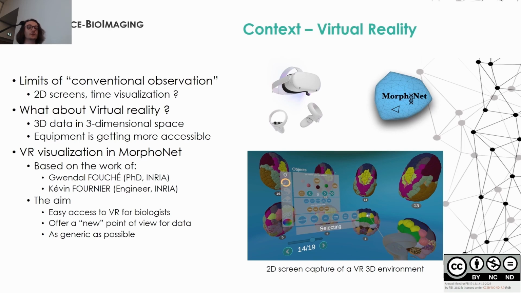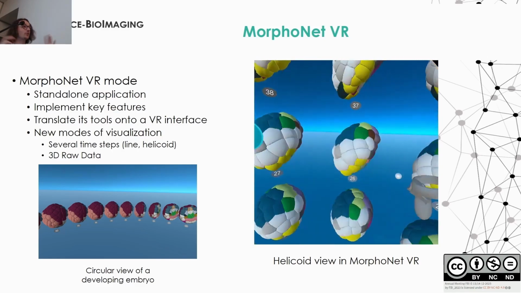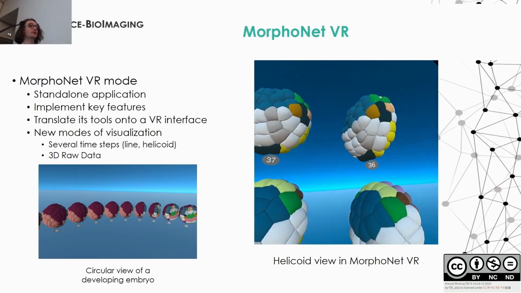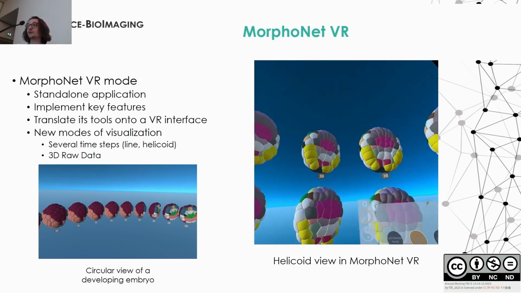The aim of this project was not to directly answer the question of whether virtual reality is going to do X or Y for biologists, but mostly to provide an easy-to-use, user-friendly, and quick access to virtual reality for biologists so they can answer these questions themselves. And it has to be as generic as possible so you can work on any type of data. So the idea was to take Morphonet, make it a complete standalone application, and implement most of its key features onto a virtual reality interface.